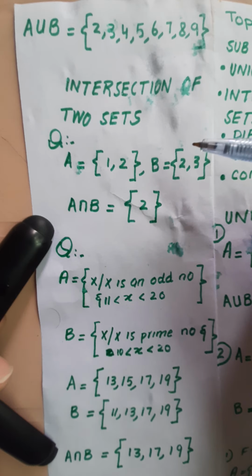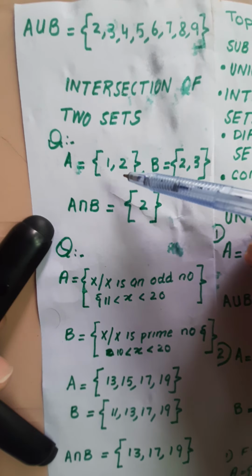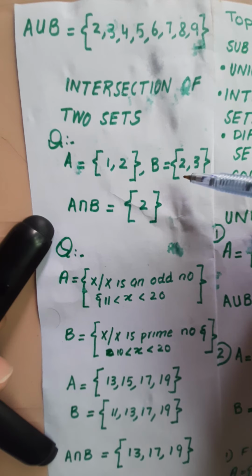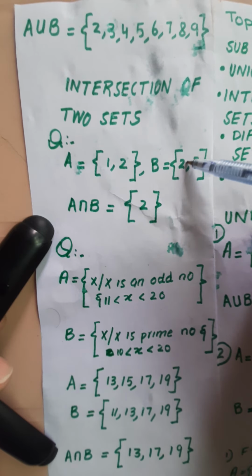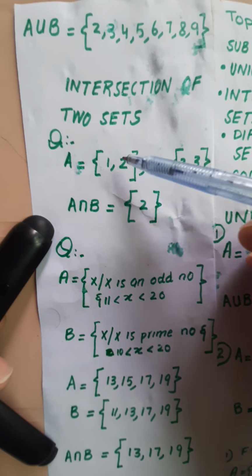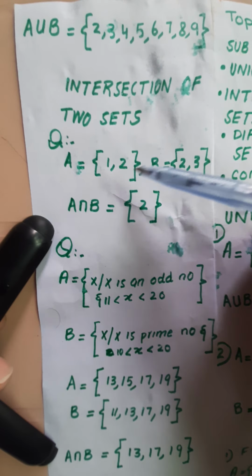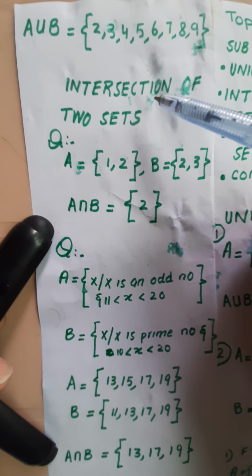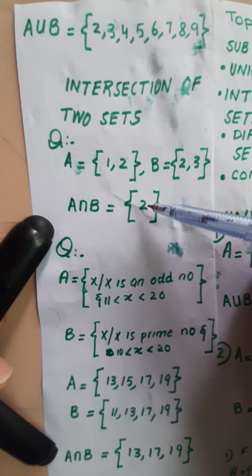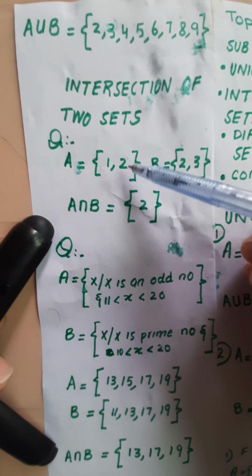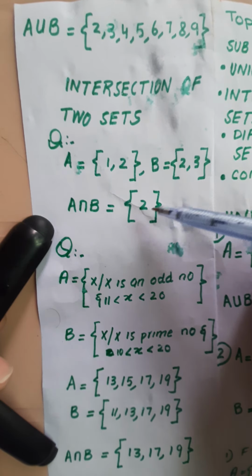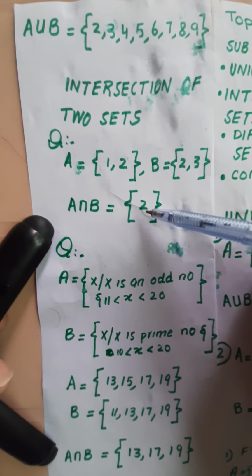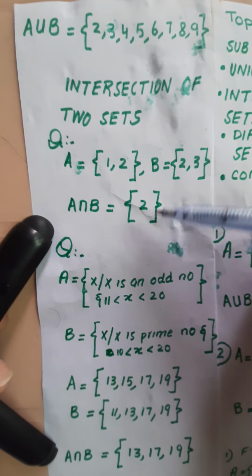Now look for the elements which are common in A and in B. 2 is present in A, 2 is present in B, so 2 is common in A as well as in B. So for intersection of two sets, you are going to take out the element which is common in both sets, that is 2 which is present in A as well as in B. So the intersection of A and B will be the set containing 2.